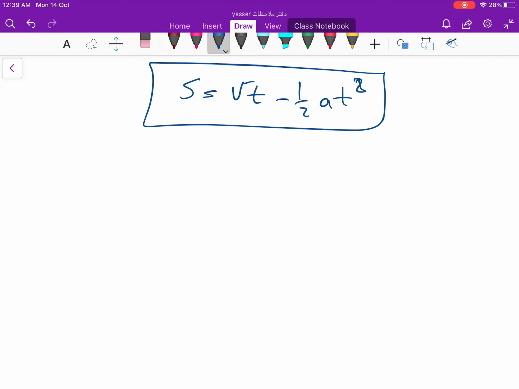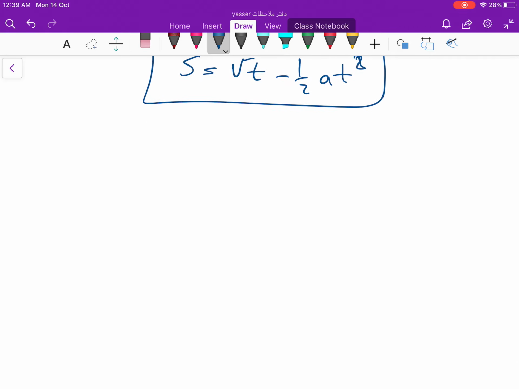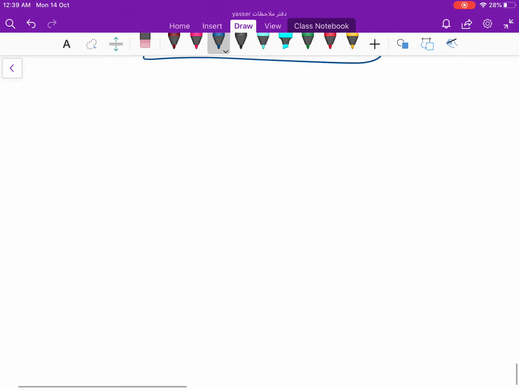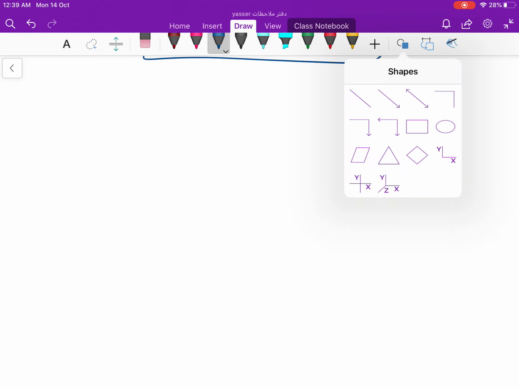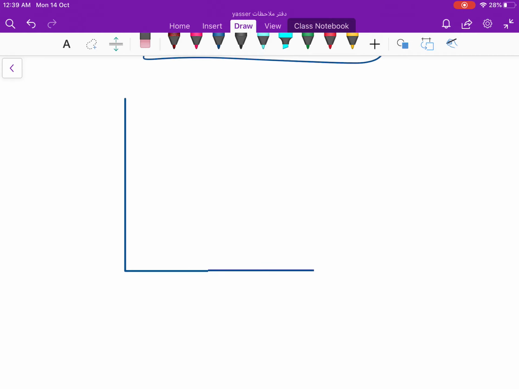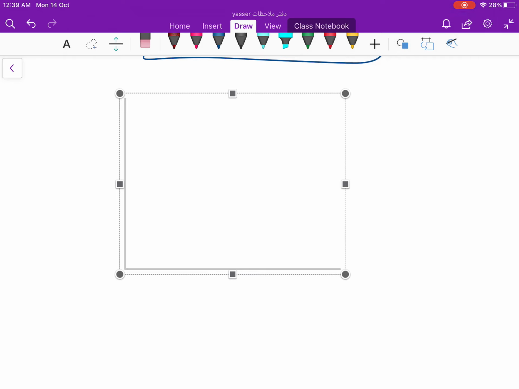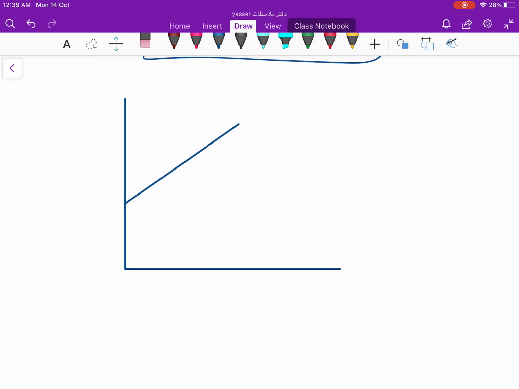How are we going to represent or derive the second equation graphically? Let's assume we have a velocity time graph. So we are going to return to the graph. We are going to draw the graph. We have a velocity time graph, and we have the state of motion, or the state of the object. The object is moving with a constant acceleration.